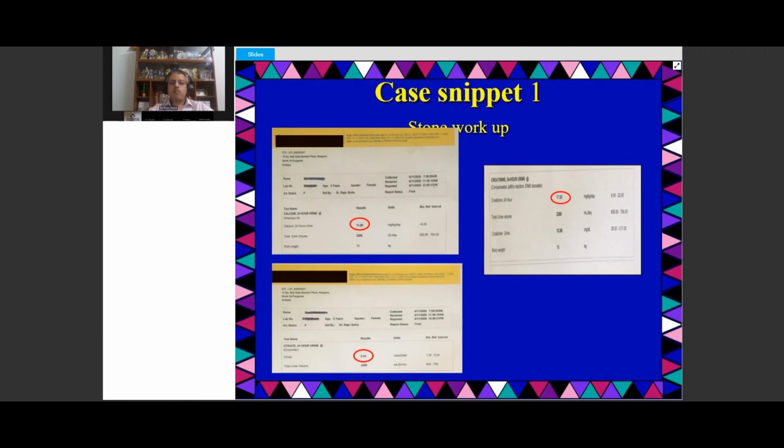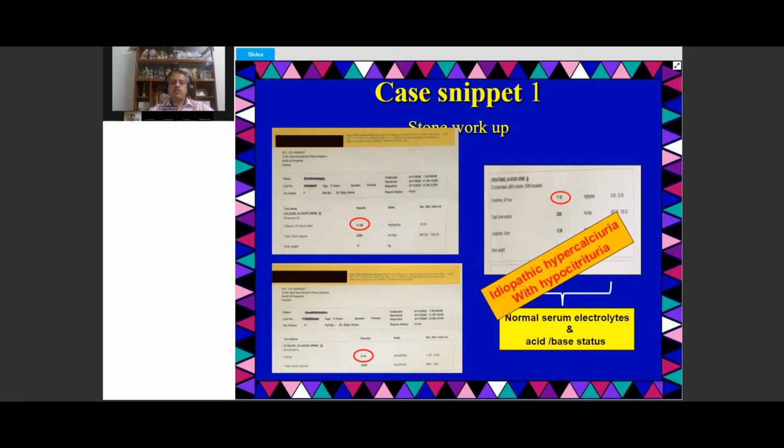On proper stone workup, we find that the child was having hypercalciuria and hypocitraturia. It is important to mention that you should always look into the 24-hour urine creatinine, because that will tell you whether the collection of the urine was sufficient or not. This child had normal serum electrolytes and acid-base status, and our diagnosis was idiopathic hypercalciuria with hypocitraturia.